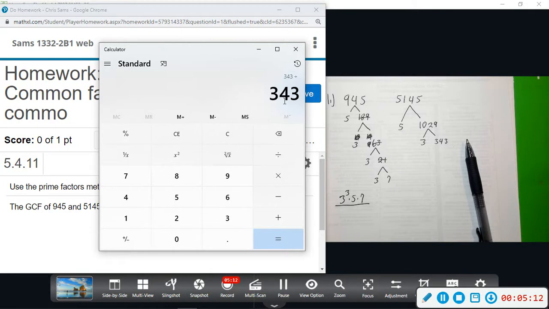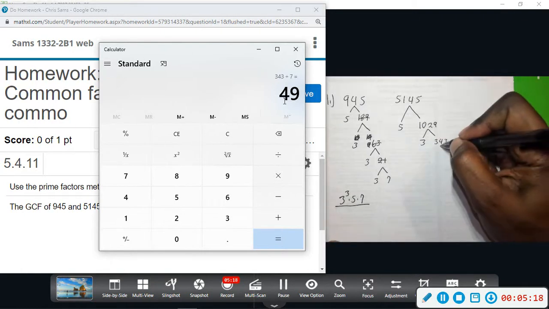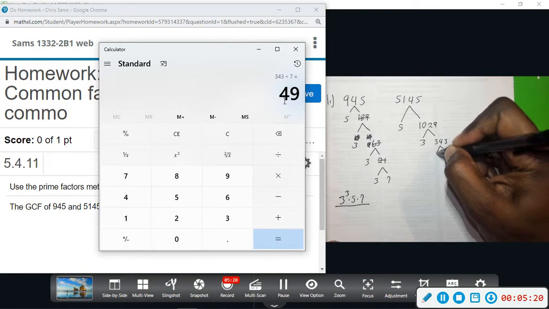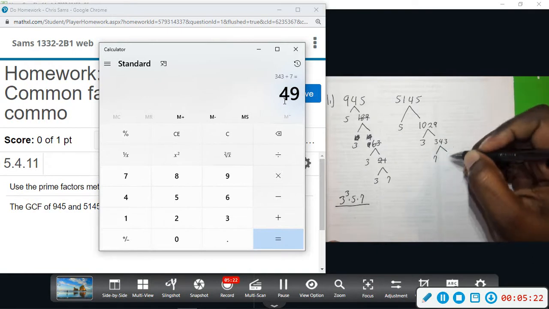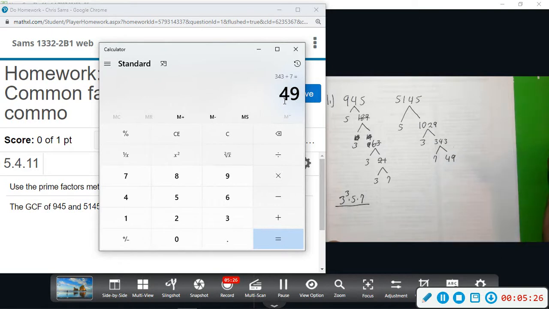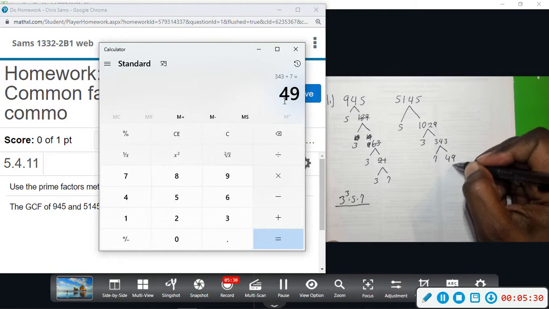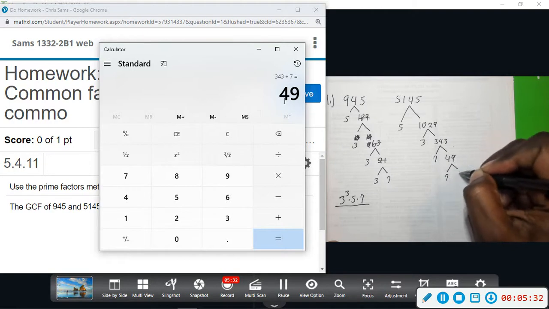7 doesn't have a rule. Divide by 7. Let's see. Yeah. Divide by 7 gives us 49. There's no divisibility rule for 7. You just have to try some numbers. That's not a normal number that I'm used to seeing, but I do recall seeing it before. And then 49 can be broken down to 7 times 7. Okay.